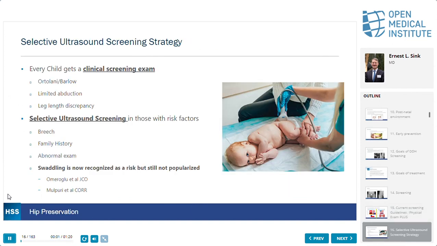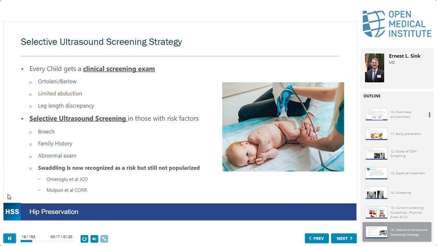With the selective screening strategy, every child gets a clinical screening exam. I don't care if you have selective or general ultrasound screening, you need to have a clinical screening exam that is a good Ortolani and Barlow, okay?